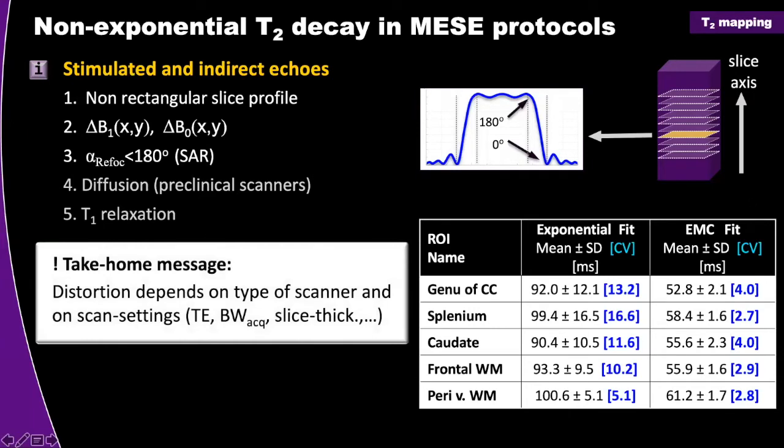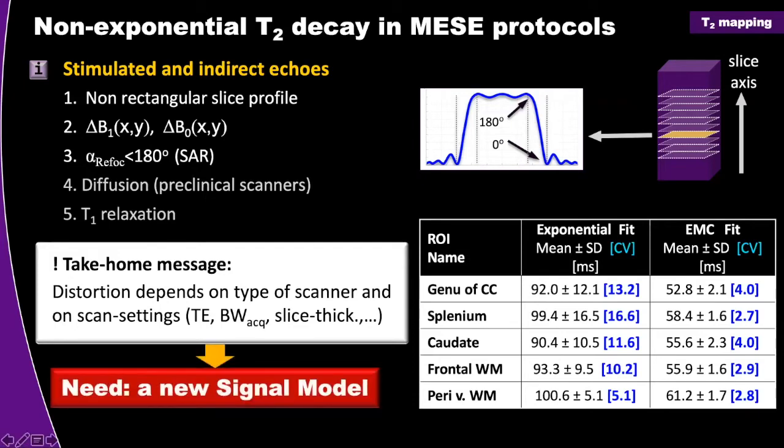And another important thing to remember is that the distortion not only depends on the T2 value and on the B1 or the refocusing flip angle that we choose, it also depends on the type of scanner. It depends on the echo time that you use. It depends on the bandwidth. It depends on the slice thickness. So this creates a lot of variability when mapping T2 value and requires a signal model that is not exponential.